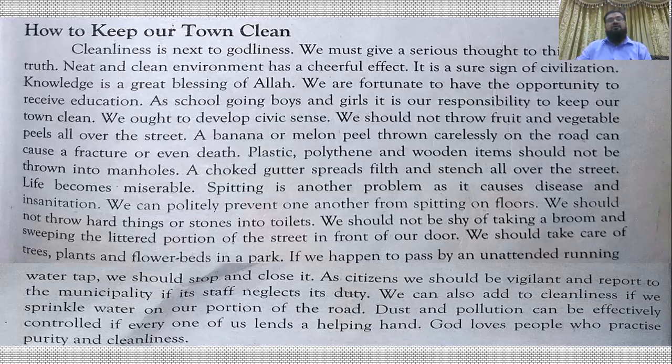Cleanliness is next to godliness. We must give a serious thought to this golden truth. A neat and clean environment has a cheerful effect. It is a sure sign of civilization.